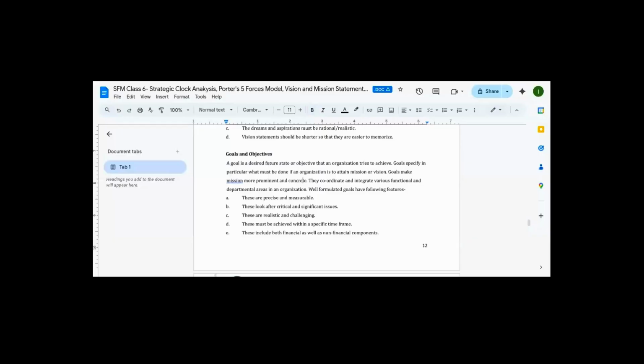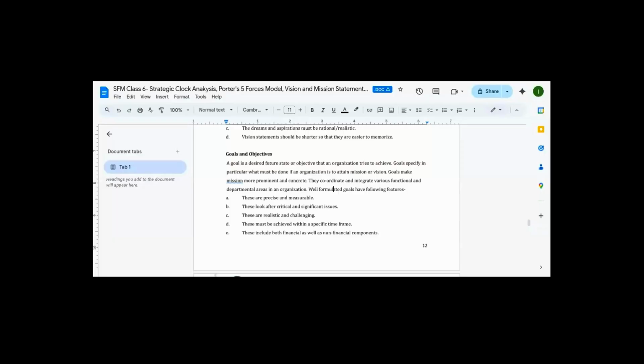Again, the goals of a company make their mission statement more prominent and concrete. The goals of the company coordinate and integrate various functional and departmental areas in an organization. The reason being that once a goal has been set, it becomes a pathway through which the organization's direction and resources will be deployed. And collectively, we must work towards achieving the goals.